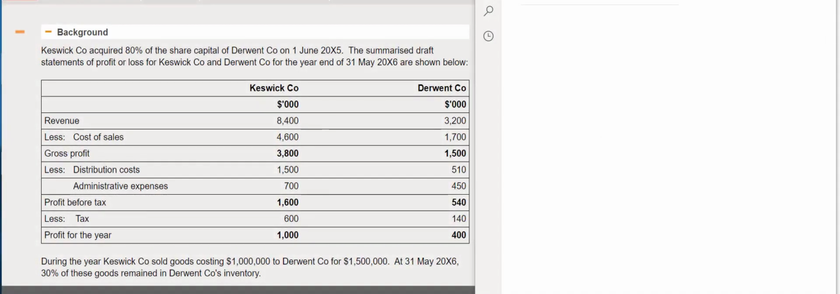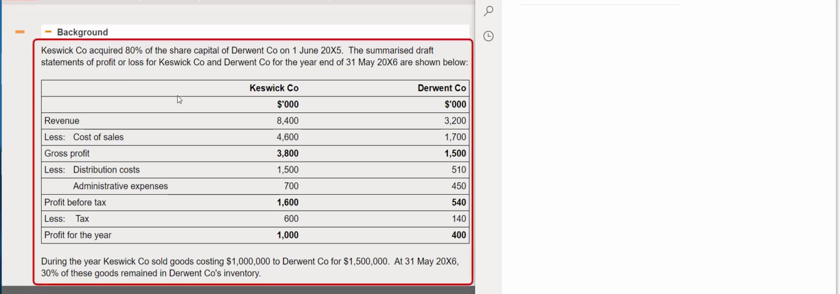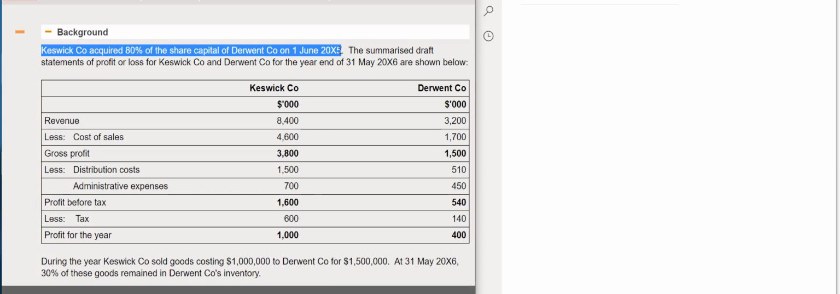For this question, we have been given two tasks. We are given some background information relating to two companies. We have Keswick, who has bought shares in Derwent on the 1st of June 20x5. And so therefore we have a consolidated group accounts question.